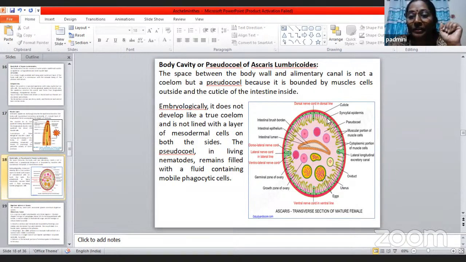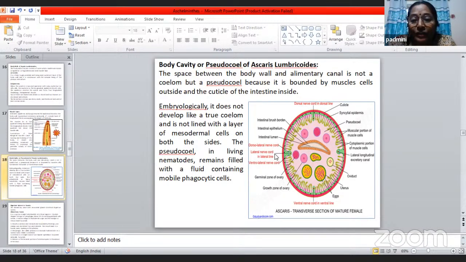Below the epidermis, you have the muscular layer inside. After the muscular layer, you have the pseudocoel present inside. So this is the pseudocoel, and this is the endoderm, having the intestinal brush border. Then that is the intestinal epithelium and the intestinal lumen present over here. So this is how they look in a transverse section of the roundworm.